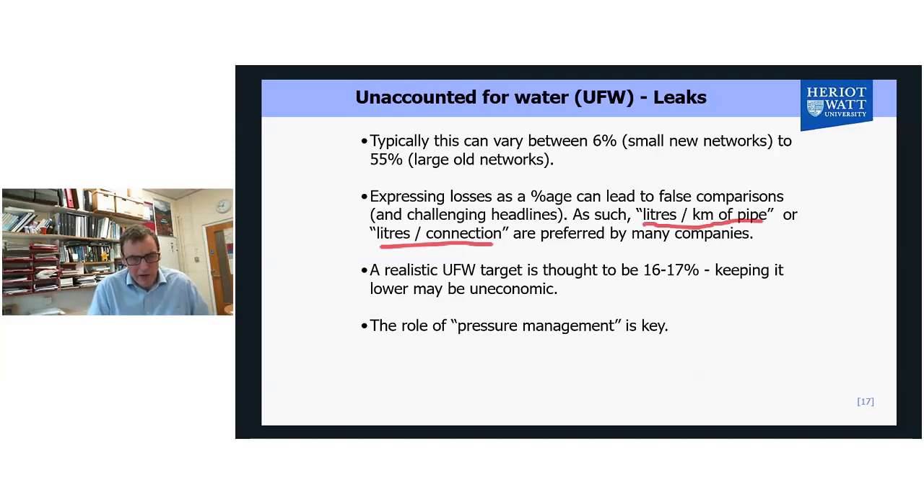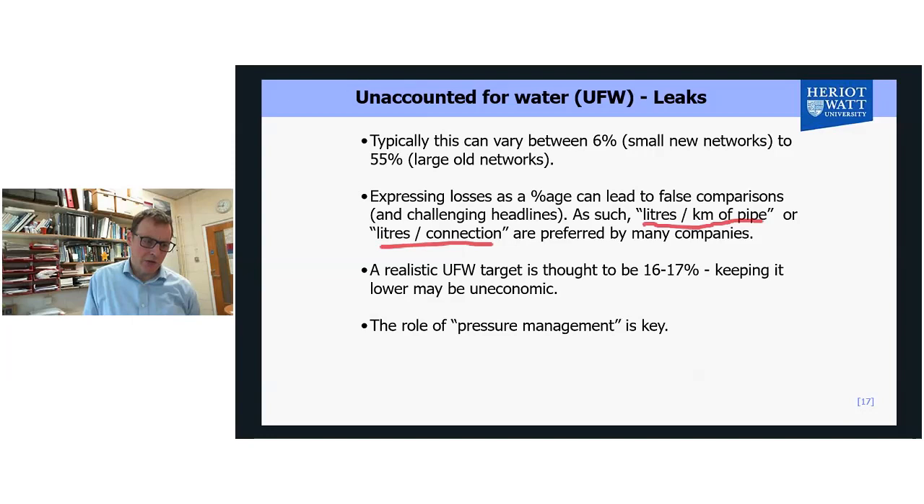It's broadly recognised that it's difficult to get leakage down below 16 to 17%. This is because once you get down to that level, there's lots of very small leaks that you're trying to identify, and that can be quite difficult. Whereas if you're losing 55% of your flow, it's reasonable to make the assumption that some of them are through quite large leaks, and you can invest time and effort in identifying them.